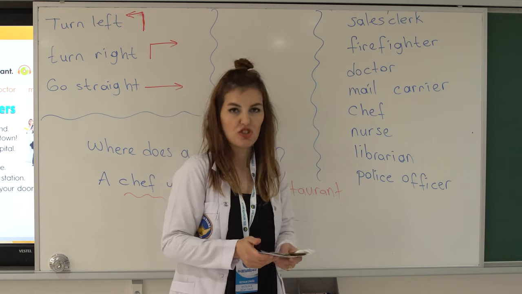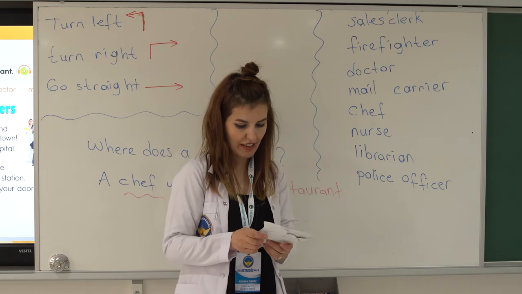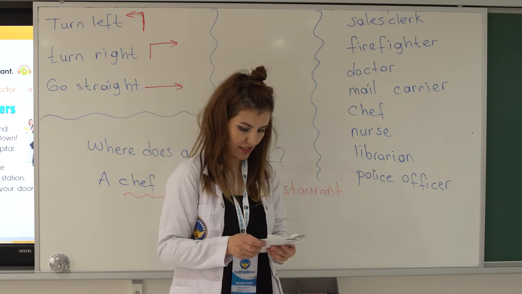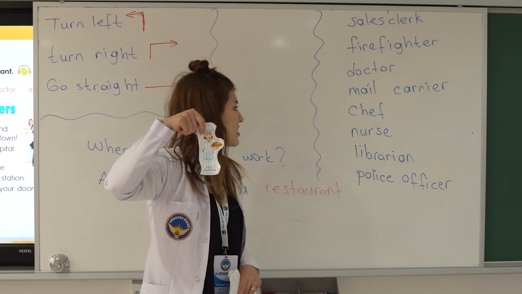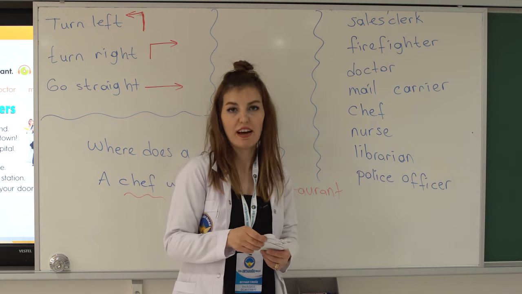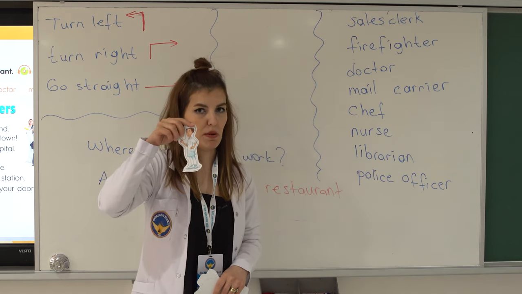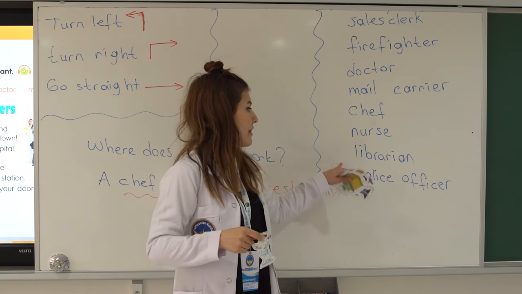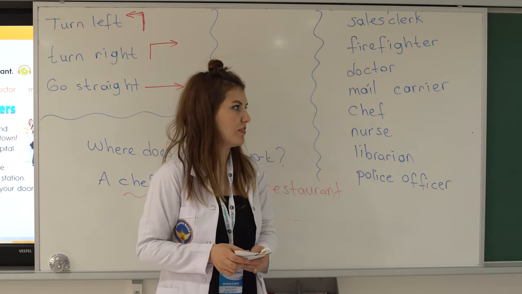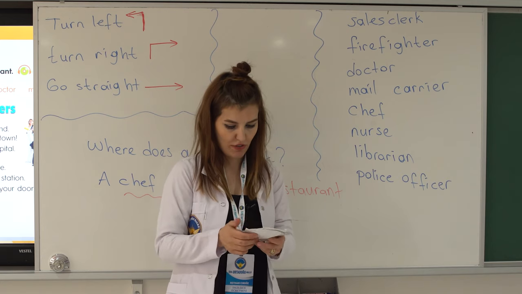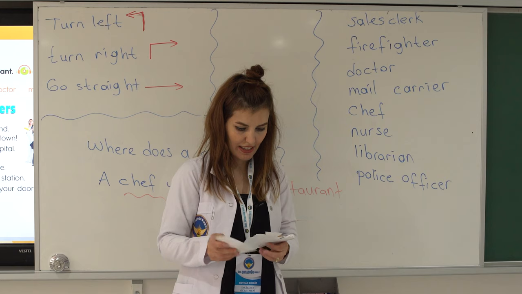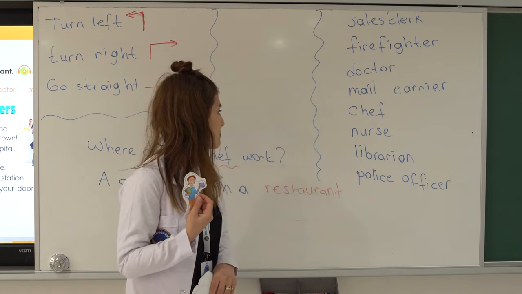Chef. Chefs work at a restaurant. They can cook meals for you. This is a cook, a chef. And nurse. Nurses work at the hospital. They can help the doctor. They can help ill people, sick people. This is a nurse. Librarian. Librarians work at the library. If you didn't find a book which you want, you can ask the librarian for help, and he or she can help you to find this book. So you can easily read your book or study your lesson maybe. This is a librarian.